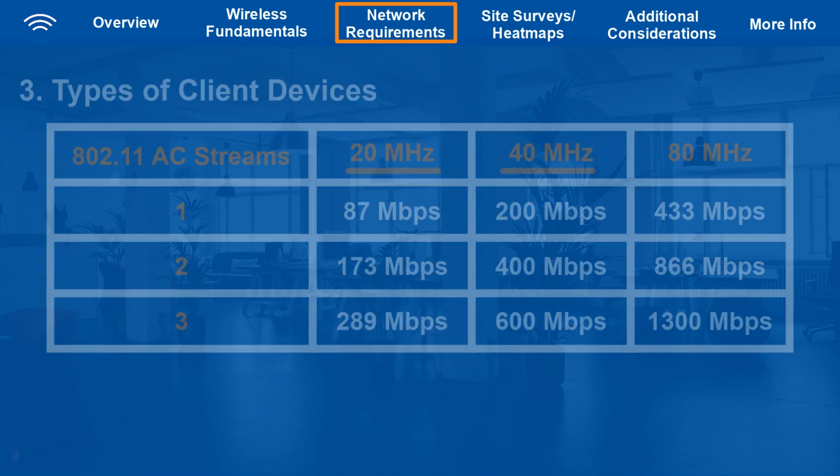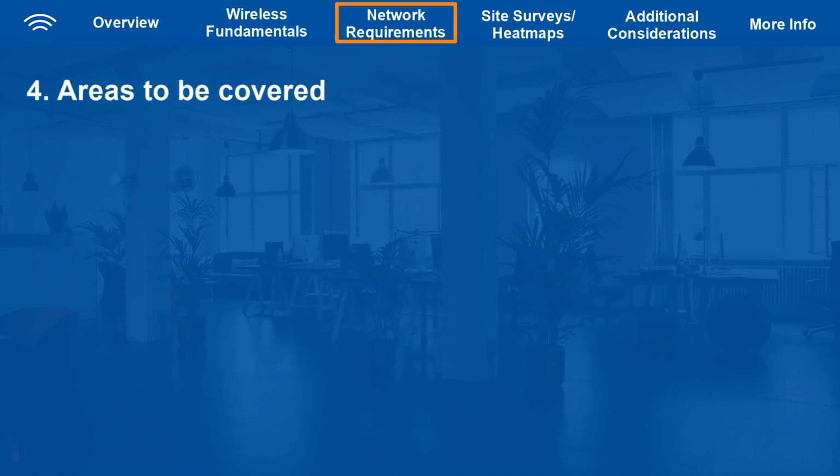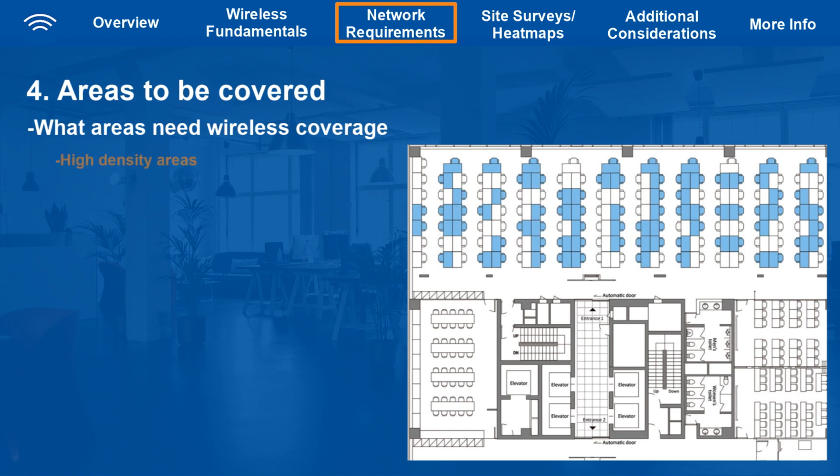The next thing you definitely want to know is the areas that need coverage. Make sure you note areas that need heavy coverage. For example, if the majority of users are connected in one section of the office, the APs in that area would then have significantly more simultaneous clients connected to them.